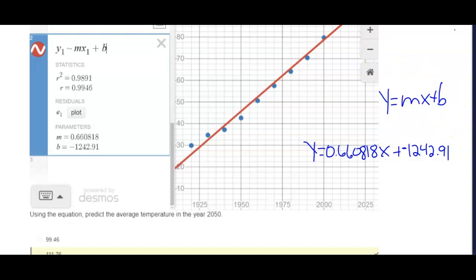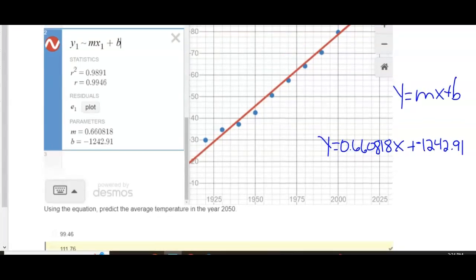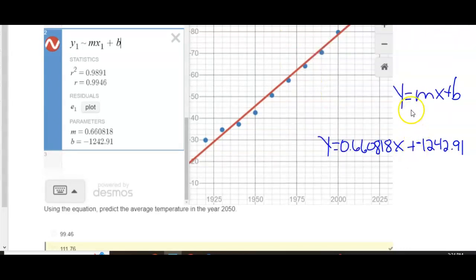And we want to know what happens in the year 2050. Let me get my pen back. Come on, pen. Why won't this let me pick my pen? This is just driving me bananas. Okay. So in the year 2050, we could take that and we could substitute it in for x.